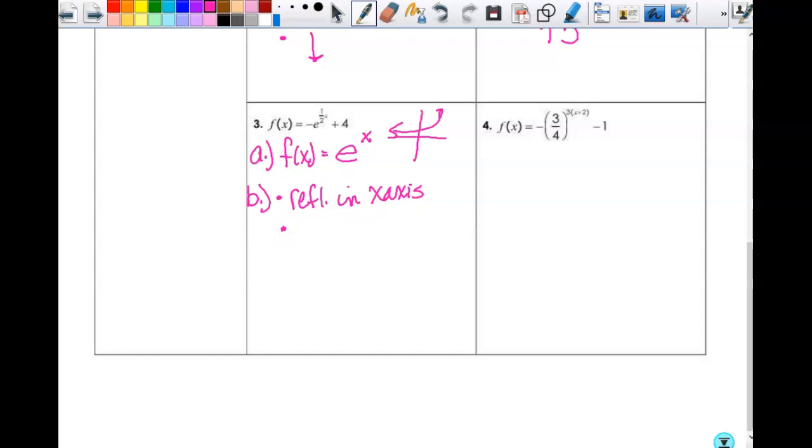Then the e is part of the function. That 1/2 is going to be a what? Good. A horizontal what? Stretch. X lies. It's a horizontal stretch by 2. X lies. Then the 4, I do what? Up 4. Good. Translate up 4.